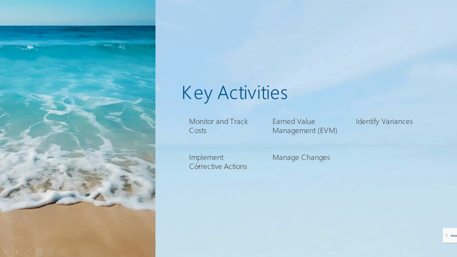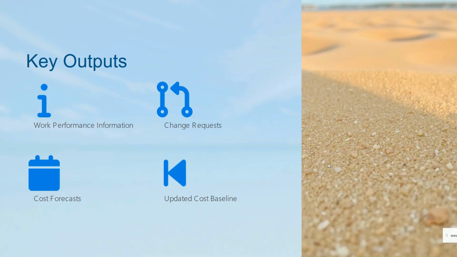Then we will implement corrective action. Take corrective actions to control costs, such as reducing scope, reallocating resources, or adjusting the schedule. This is a very important activity. Then we have manage changes: control changes to the budget or project scope by following the formal change control processes. Next we will have the key outputs after performing these key activities.